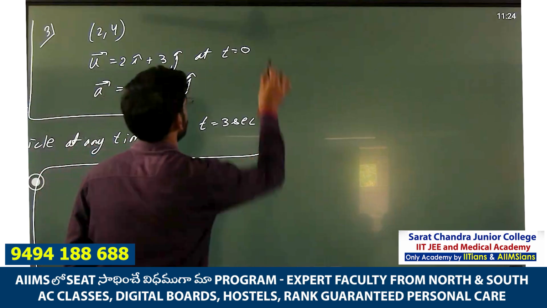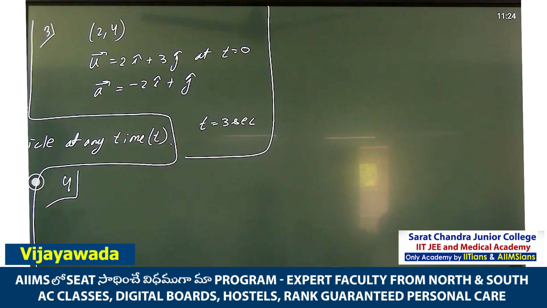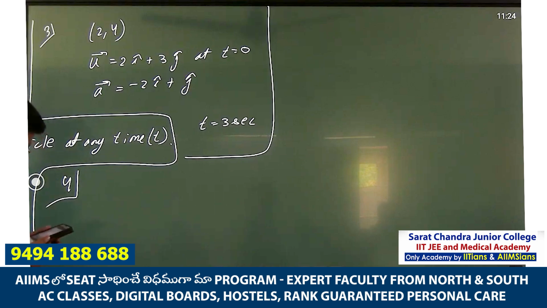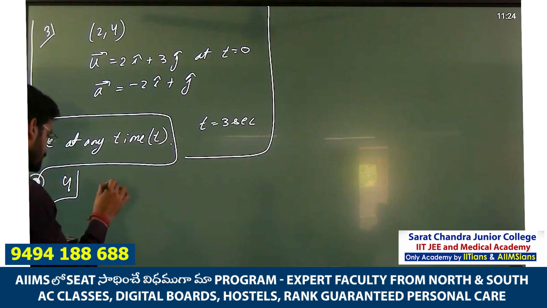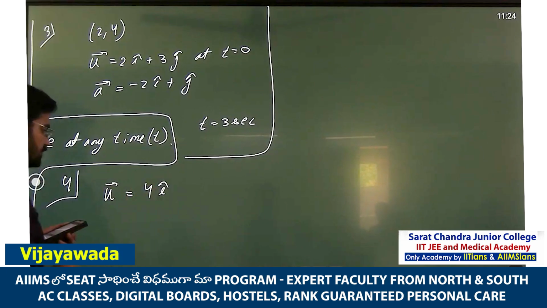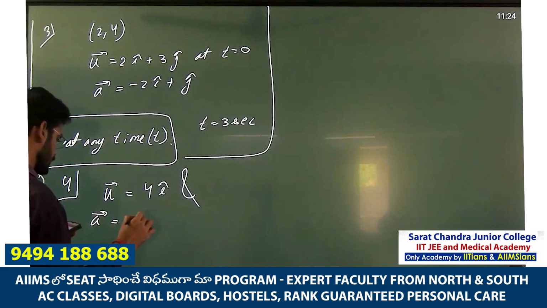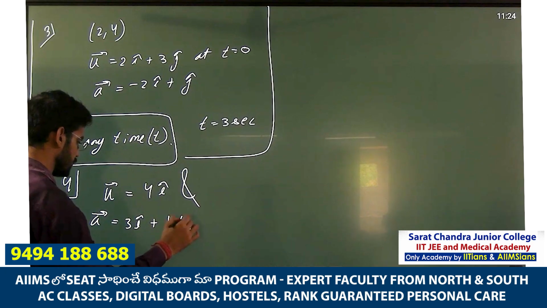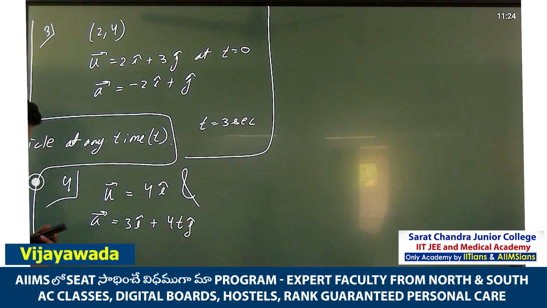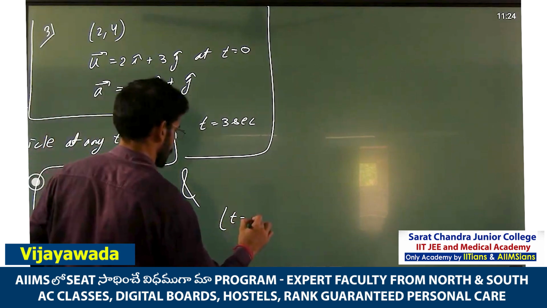Next, question number 4. The particle is started from origin with initial velocity u vector equal to 4 i cap and variable acceleration 3 i cap plus 4 t j cap. Here, write down, t is time.